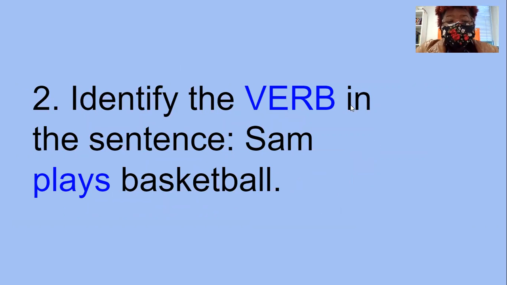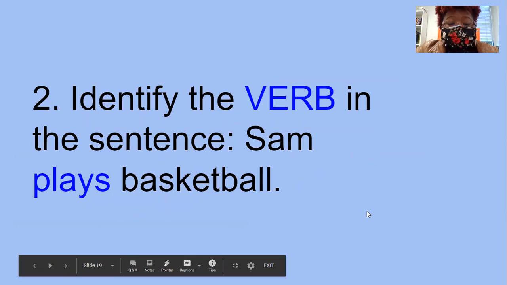2, identify the verb in the sentence, Sam plays basketball. Plays is our verb because that is what Sam is doing. Sam is playing basketball.